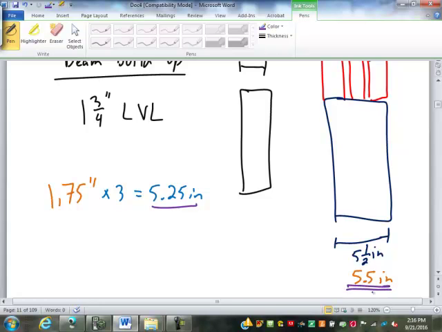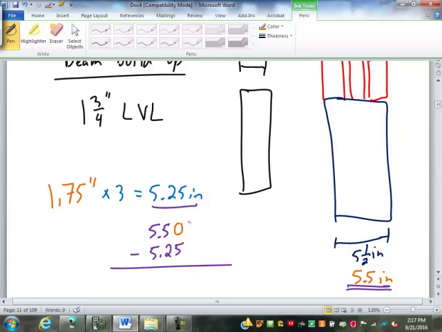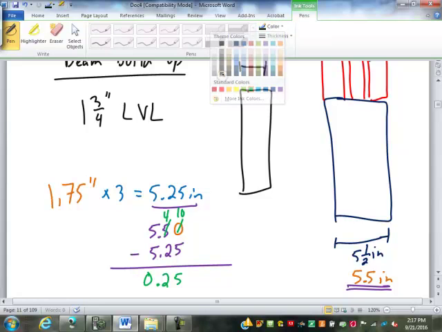But we need 5.5 inches of thickness. How much more thickness do we need for that beam to fit exactly inside that wall? 0.25. Good. 5.5 minus 5.25. We had to add our 0 here to fill in that missing decimal place. And we subtract. 0 minus 5, we have to borrow. That'll be a 5, and this will now be a 10. 10 minus 5 is 5. 4 minus 2 is 2. So 0.25. I'm guessing that many of you were able to do that in your head because you saw the halves and the quarters, and that's good.